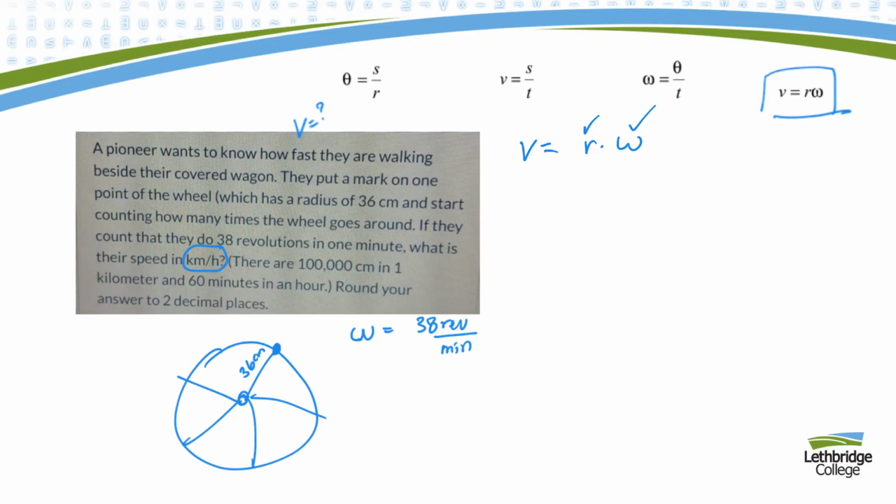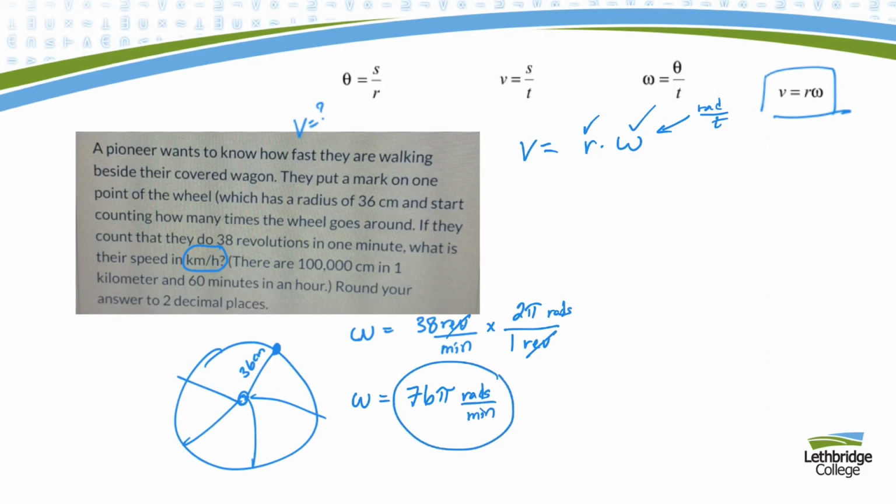The only problem is that angular velocity must be measured in radians per some kind of time. And what I've got is revolutions. So I first need to convert the revolutions to radians. So I can do that by saying 1 revolution is the same as 2 pi radians. Revolutions cancel. So 38 times 2, so my angular velocity is going to be 2 times 38 is 76 pi rads per minute.